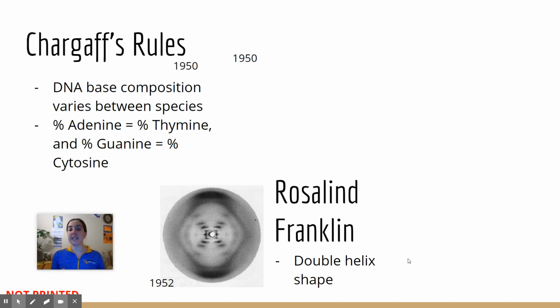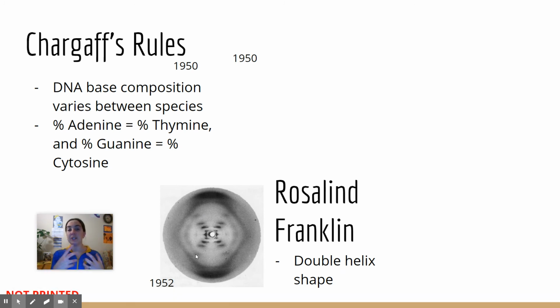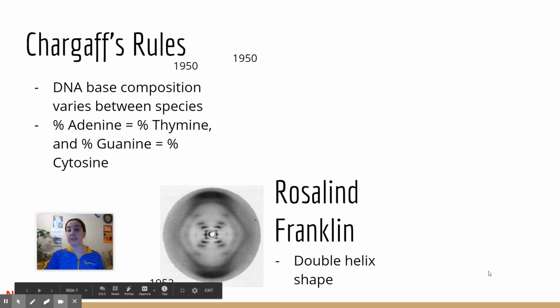And when they saw this picture, they had this really clear X pattern in it. They knew from the calculations that they could do that that meant this molecule had the shape of a double helix. So they were really, really close to figuring out the structure of DNA.